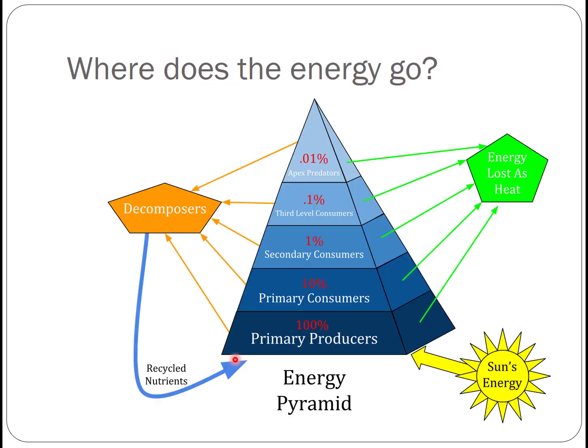Where does that energy go? Most energy is lost as heat. The sun provides energy for the producers. 10% of that energy is lost as heat as you move up the energy pyramid. Decomposers then return nutrients from the consumers back to the soil where producers can use them, along with sunlight, to make more energy.